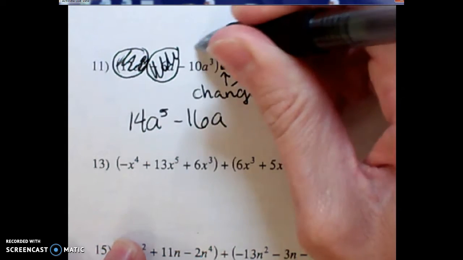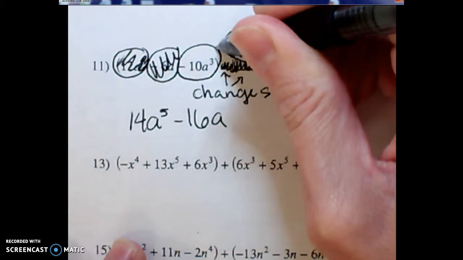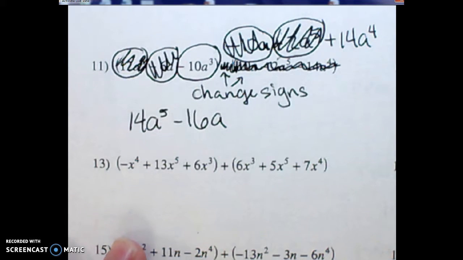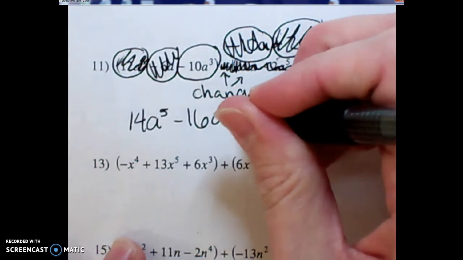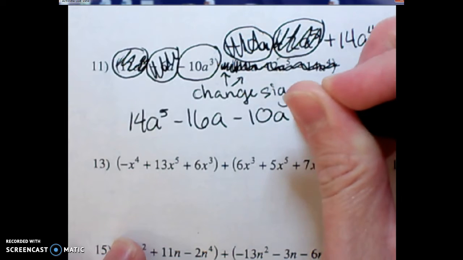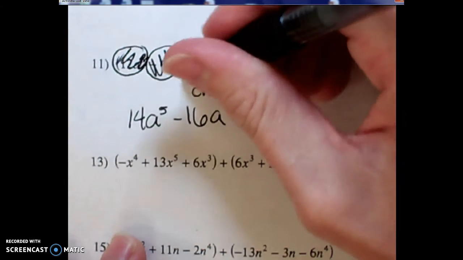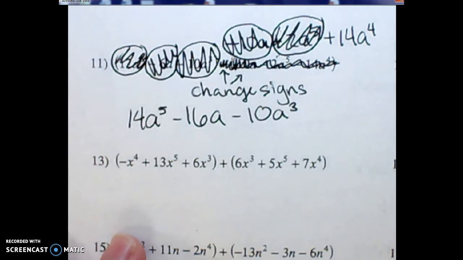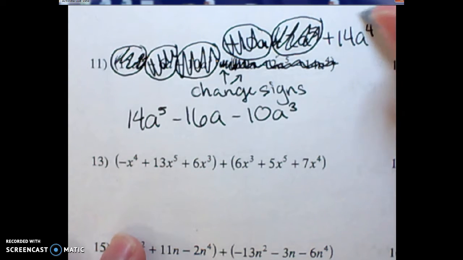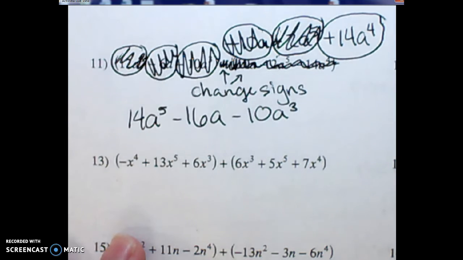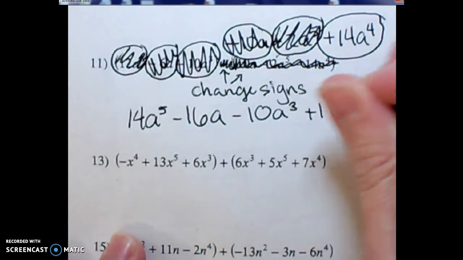Next thing in my list, I have this negative 10a to the third. Is there another a to the third? No, so I'm just going to bring it down and list it. Negative 10a to the third power. Again, once I list it, I cross it off. The very last thing that I have still in my list would be this plus 14a to the fourth. Obviously, there's nothing to mix with, so I'm just going to list it on the end.